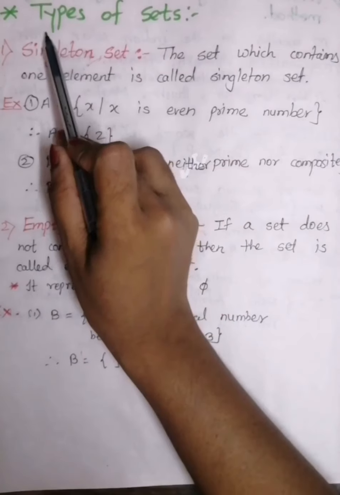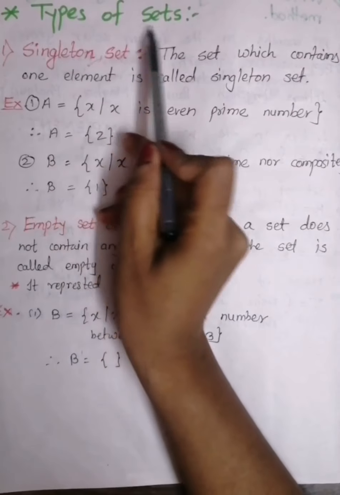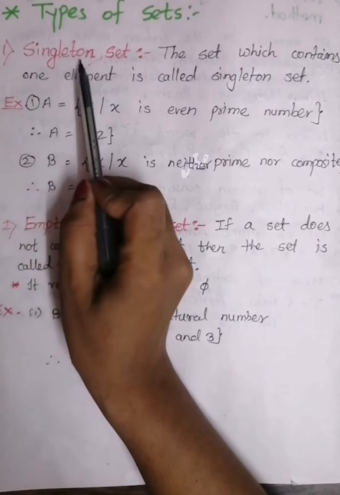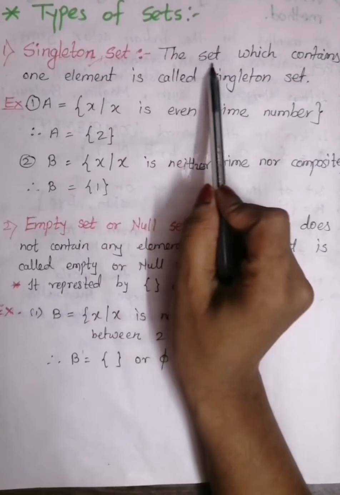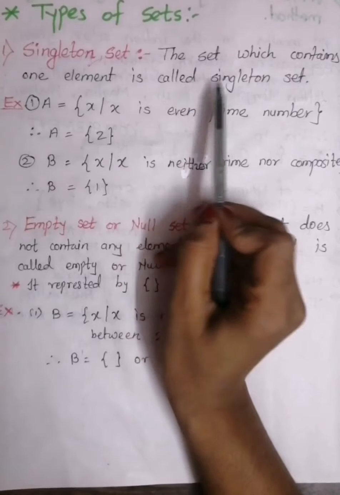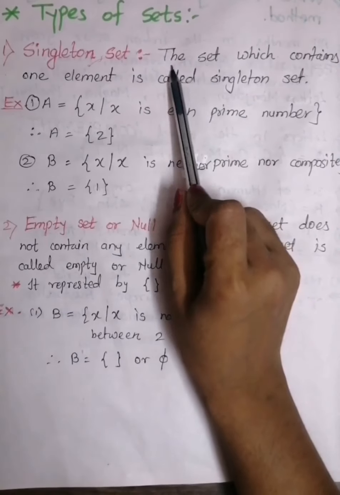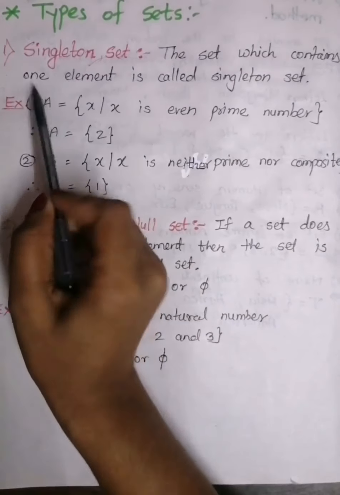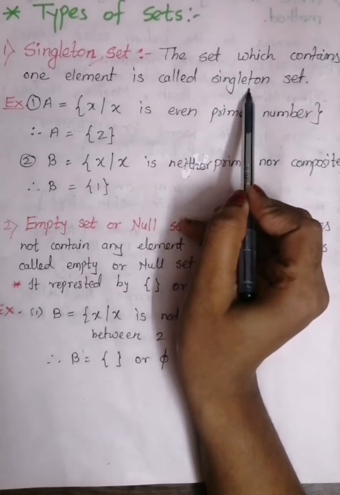Now students, we start a new topic of this chapter: types of sets. The first type is the singleton set. Look at the definition carefully. The set which contains one element is called a singleton set. Take any set, but that set contains only one element, right? So this is called a singleton set.